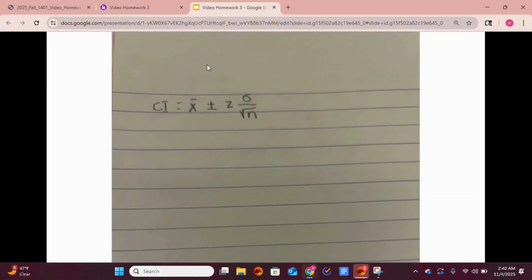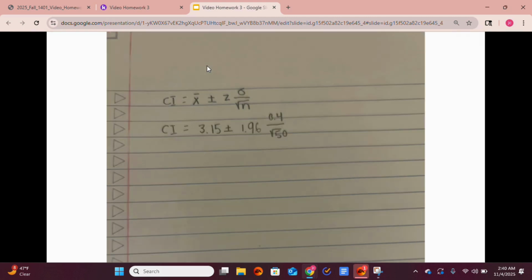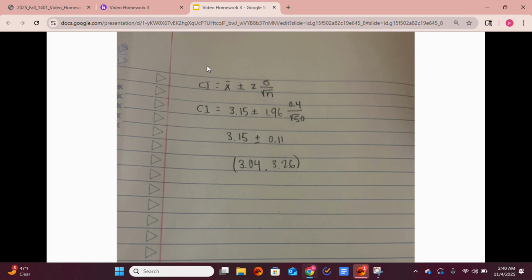To construct our interval, we would first write out the formula. Confidence interval equals sample mean plus or minus z times standard deviation over the square root of n. Then we plug in our values to get 3.15 plus or minus 1.96 times 0.4 over the square root of 50. Then when we calculate that, we get 3.15 plus or minus 0.11.